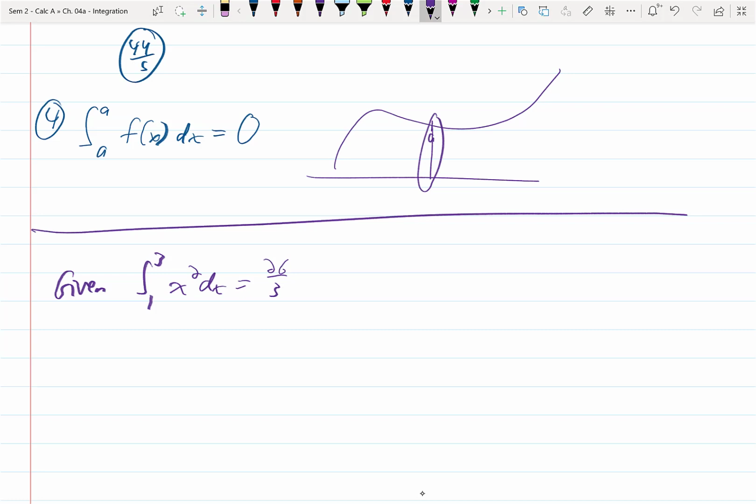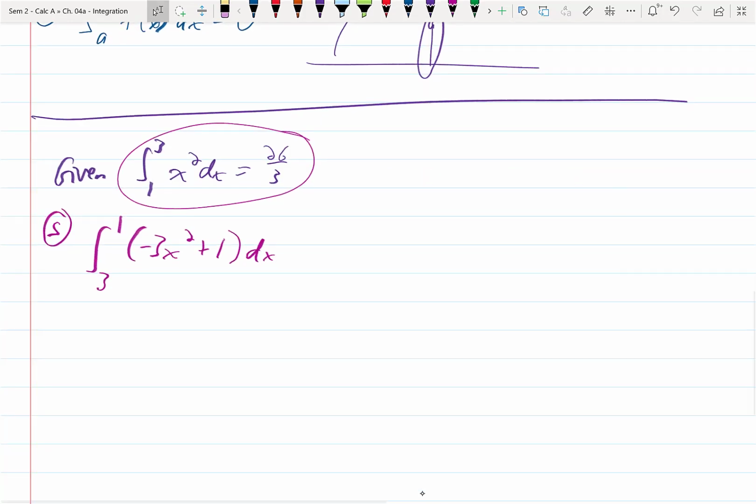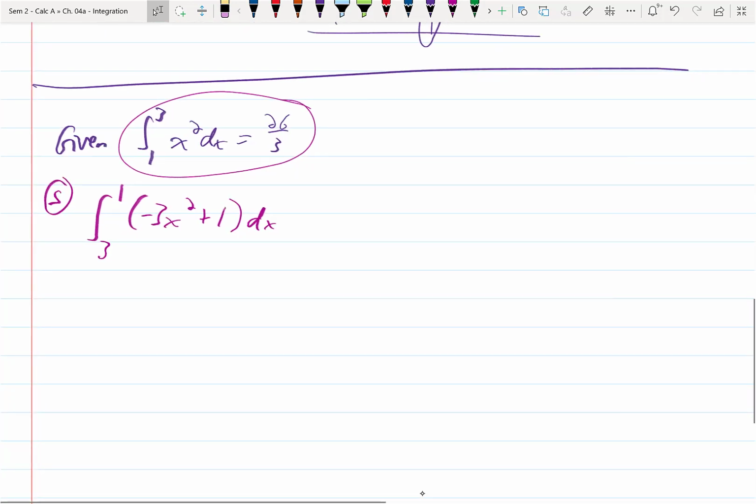I actually gave more when I did this with AB. I'm going to give you less and see if we can get some of these problems. So we're going to do the integral from 3 to 1 of -3x squared plus 1 dx, and we're just going to use this. For some of you out there, you cannot use any other integration properties that you may know at this point. We don't formally know those yet.